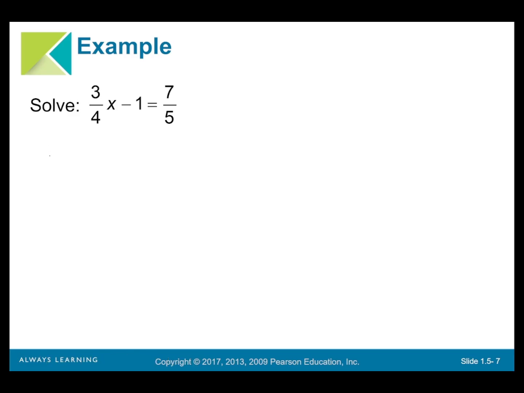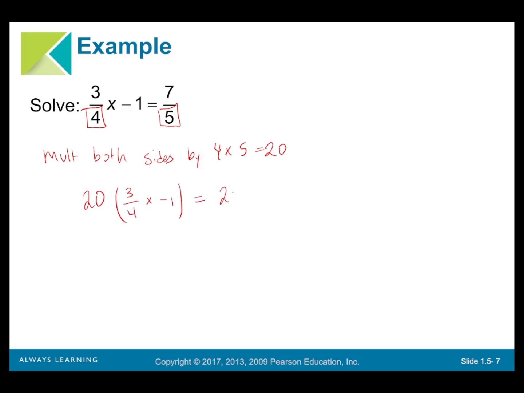So I'm going to multiply both sides by 4 times 5, which is 20. I've recognized I have a 5 giving me a fraction and a 4 giving me a fraction. So I'm going to multiply both sides of my equation by their product, 20. And when I do that, look what happens. I end up with something like this, right?